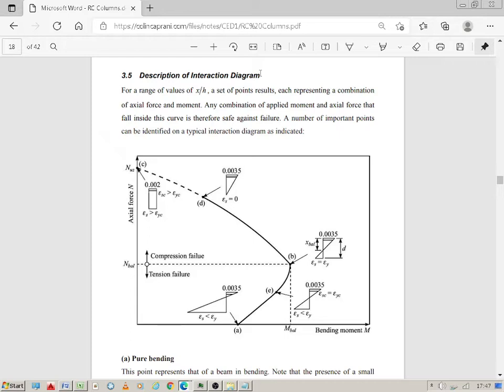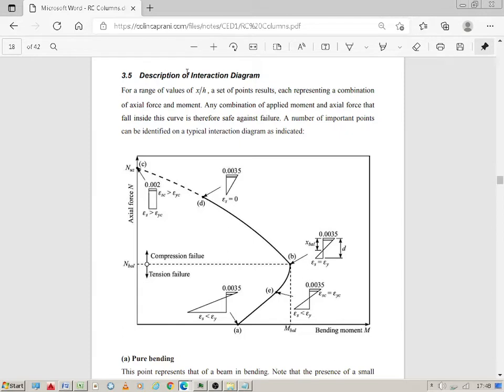So the basis of the interaction diagram is on the x-axis. This is actually section 3.5 of the presentation, following on from video number 1, but I wanted to skip to this because this is the most important point, so I want to get this out as quickly as possible. So 3.5, this is the design of short braced column for moment and axial force.